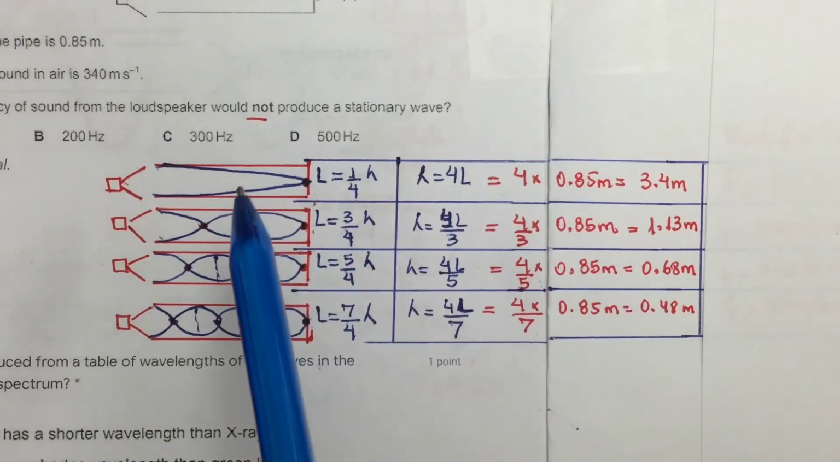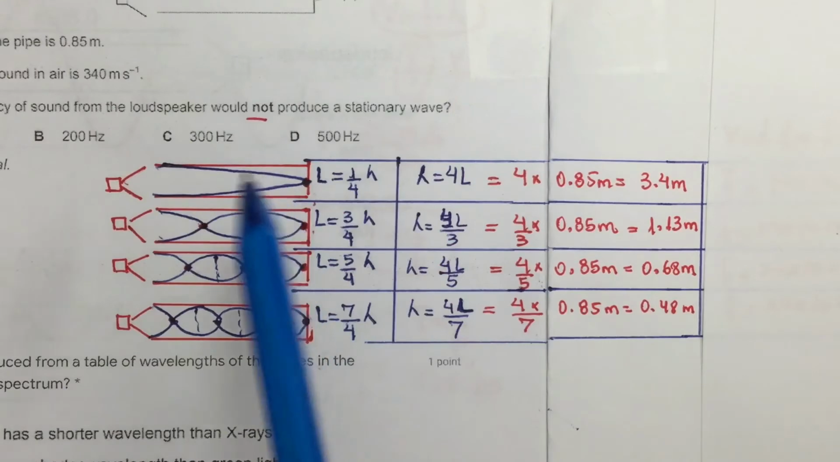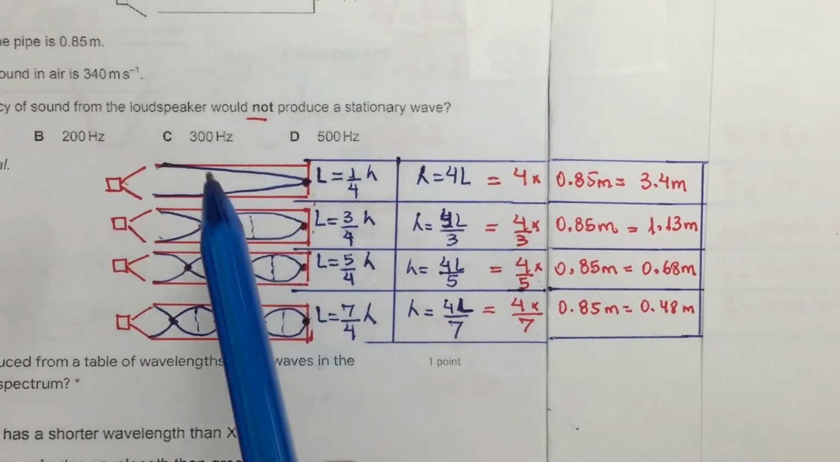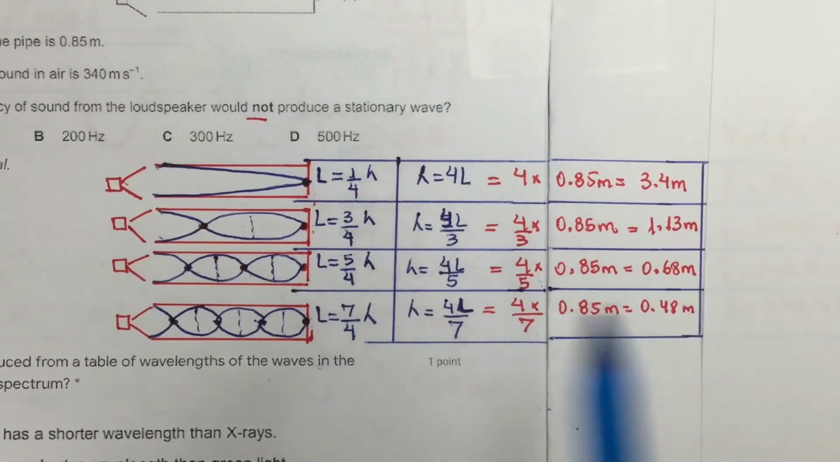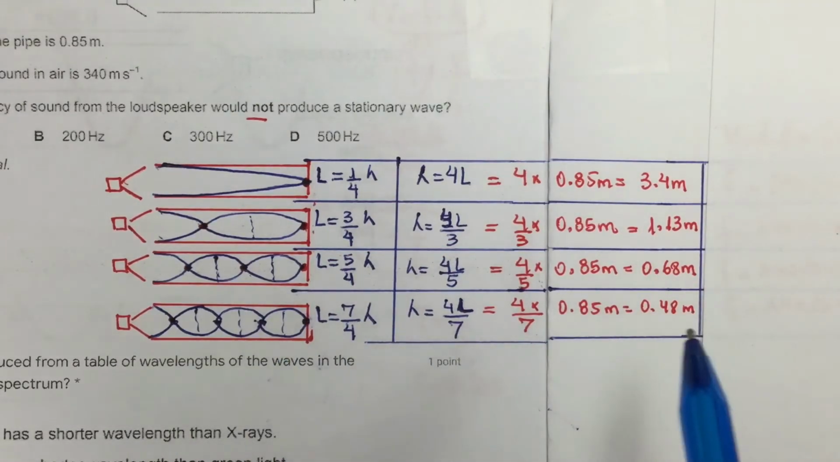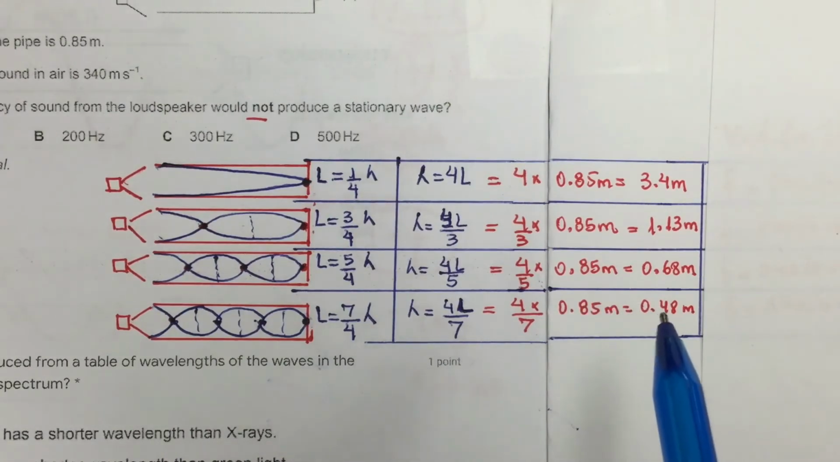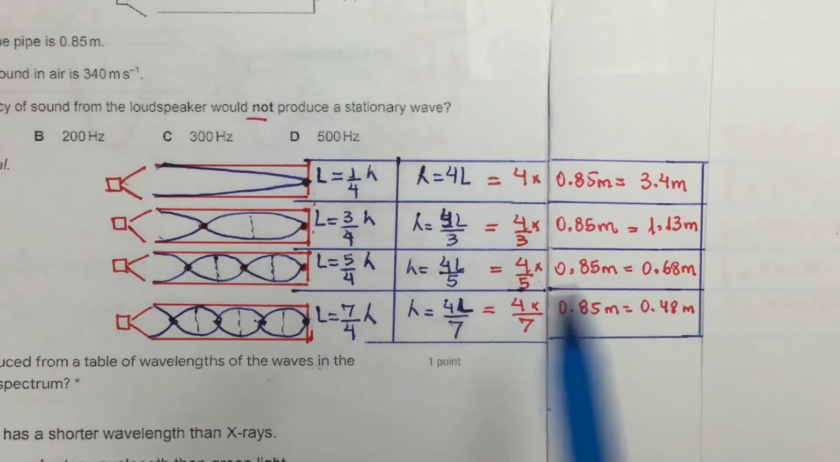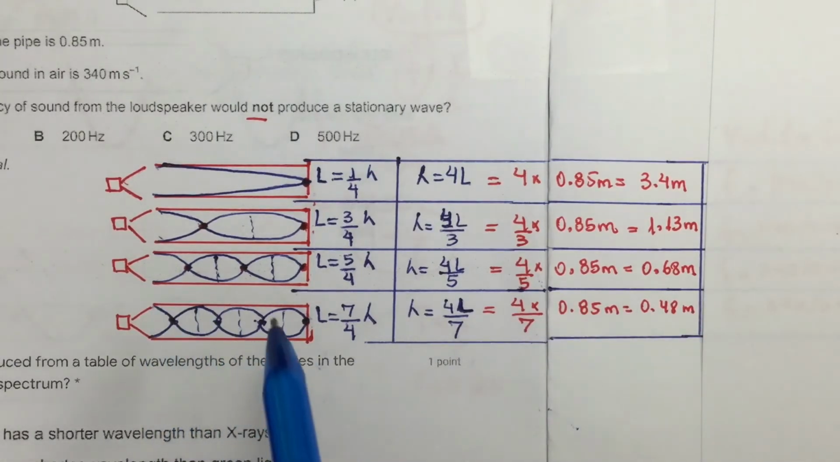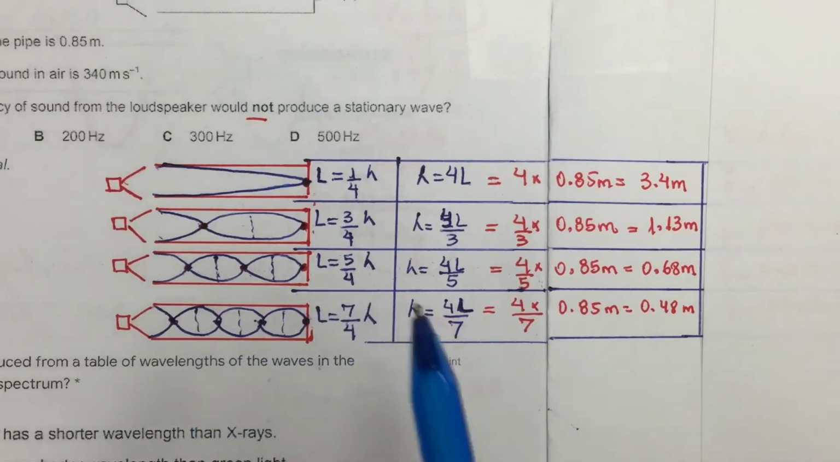Now here fits just 1/4, but this quarter this long will produce a wavelength of 3.4 meters, which is pretty long. And this one here will produce a complete wavelength of 0.48 meters, almost half of a meter. So that's what's going on here.